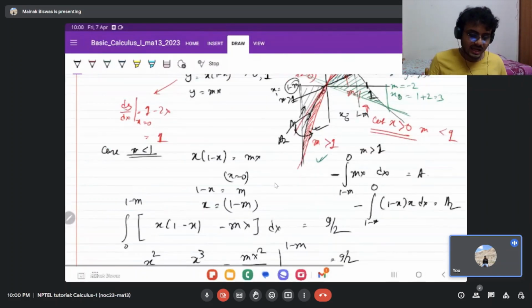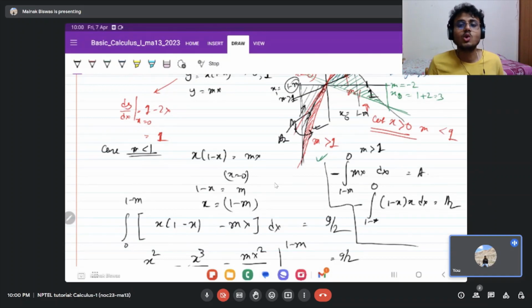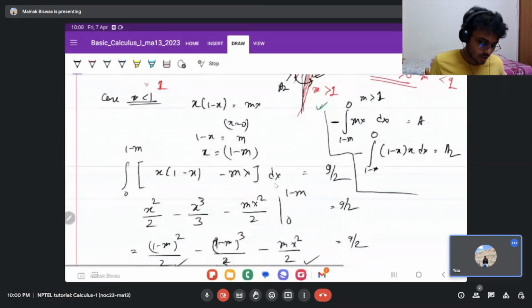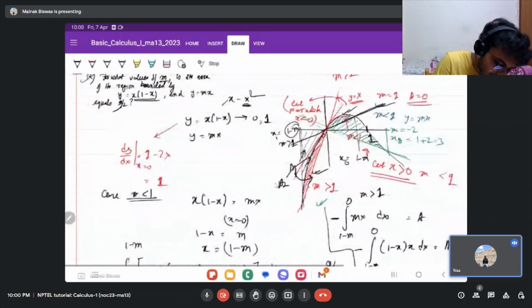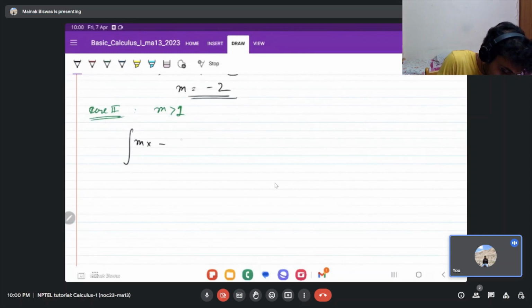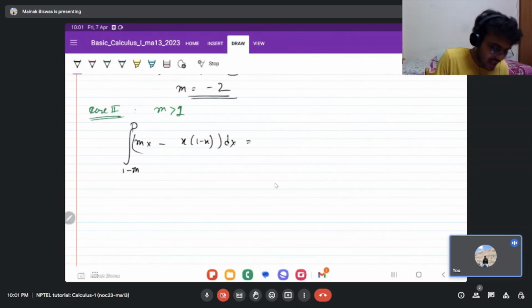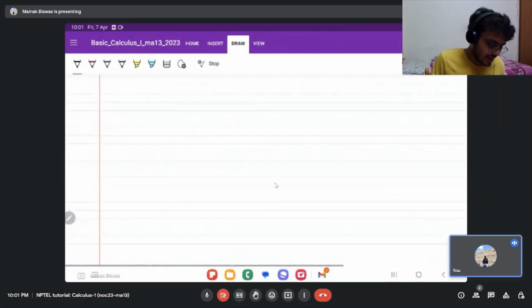So we are taking a negative here in this case because it is below the x-axis, so all the areas are negative. So in this case, which curve is below? This is the curve that is below. So we have mx minus x into 1 minus x dx from 1 minus m to 0, and this area will be negative. This is a negative area, and that is equal to 9 by 2.